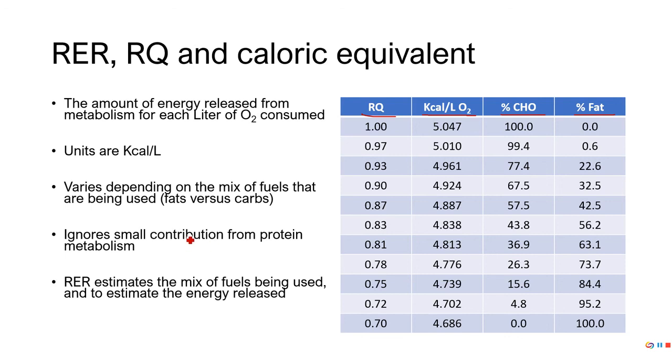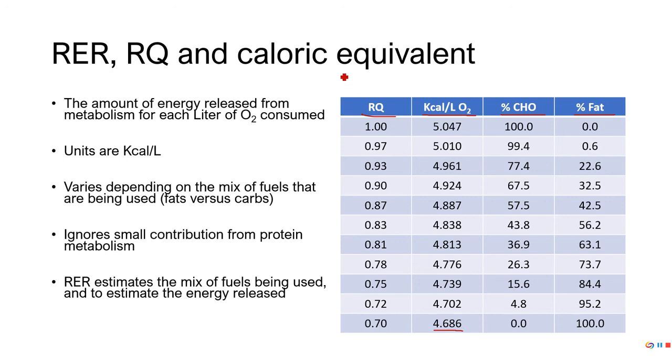All right. So notice that when we're at rest and have this RER of 0.7, we're only releasing about 4.7 calories for every liter of oxygen. Whereas if we are using all carbs, have an RER of about 1, we're releasing a little over 5 calories per liter of oxygen. Okay. And so you can determine how many calories you're burning if you know the liters of oxygen that are being used per minute.